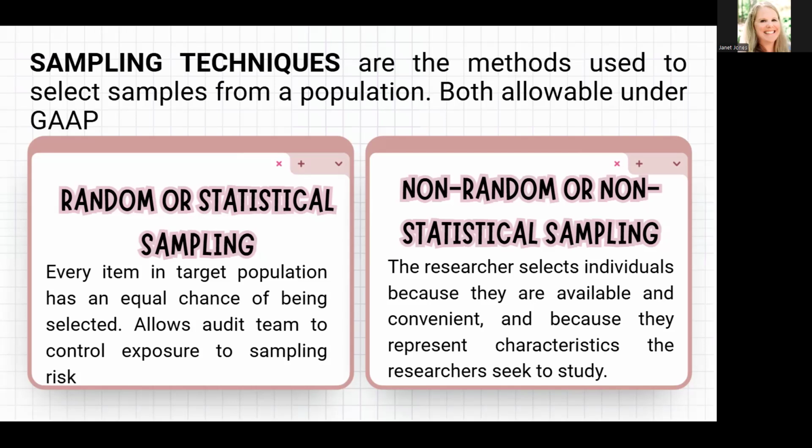In non-random or non-statistical sampling, this is where the auditor might use some other method to choose their items. So, for example, maybe they want to choose any item over their materiality threshold because those items are going to have the highest level of risk. That would be a non-random sample because they aren't choosing items at random, they're choosing them based on that characteristic within the item. So that is non-random sampling.